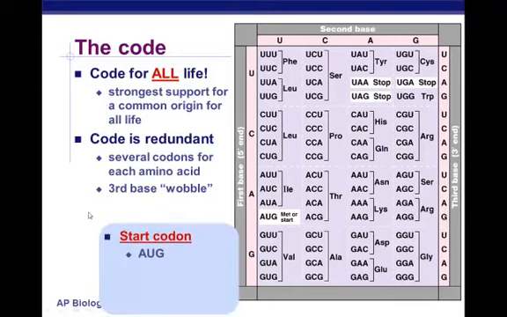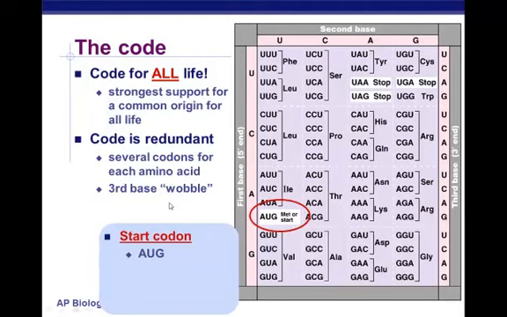We also have some codons that code for start and stop. So AUG is our start codon. It's going to put in the amino acid methionine. That means this is the starting sequence of every protein. Every protein is going to start with methionine as the first amino acid in the chain.